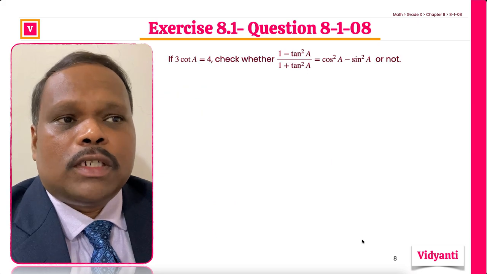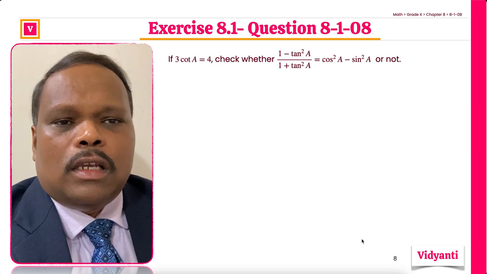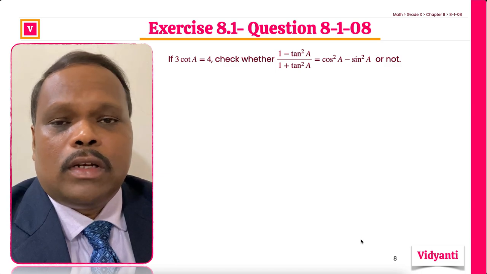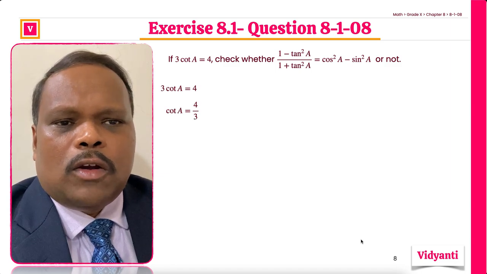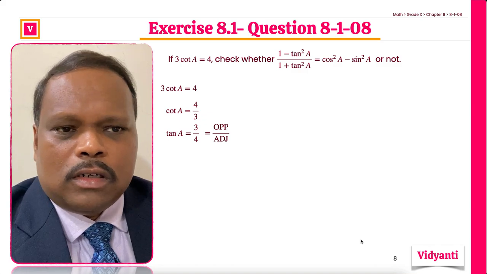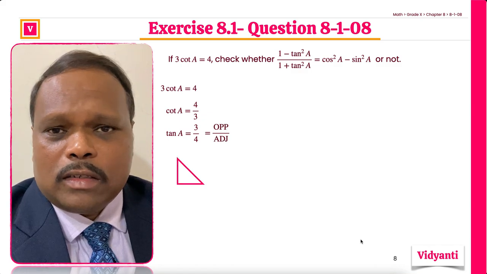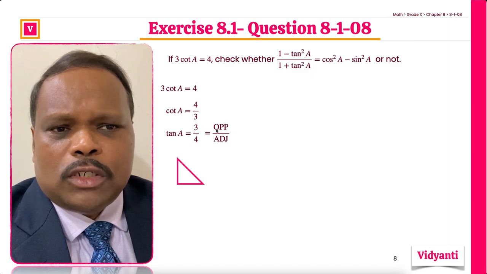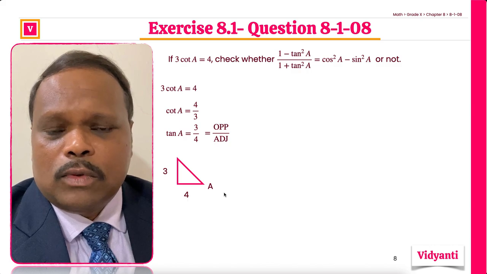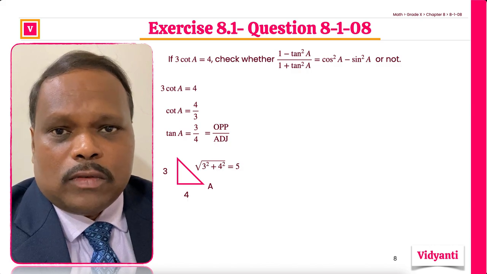Let's go to the next question, 8.18. If 3 cot A is 4, we are supposed to check the given condition. 3 cot A is 4, so cot A is 4 by 3, tan A is 3 by 4, which is opposite over adjacent. I will construct a quick triangle. Opposite should be 3, adjacent should be 4. Then the hypotenuse will come out to be 5.